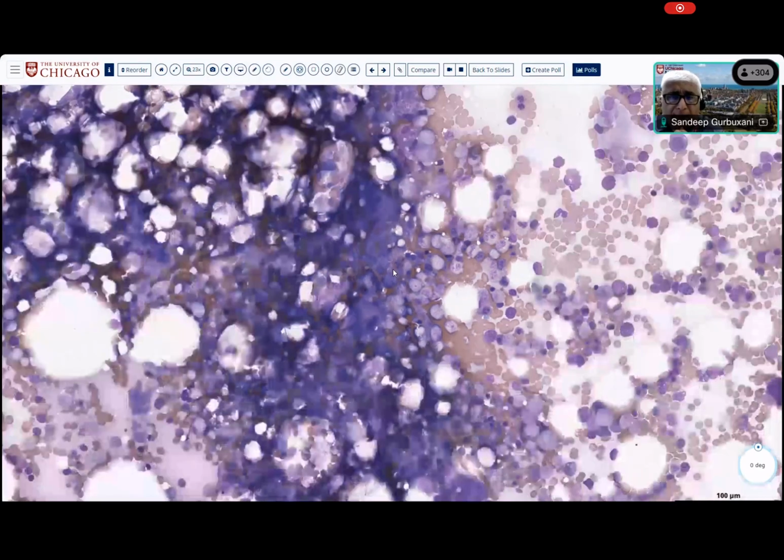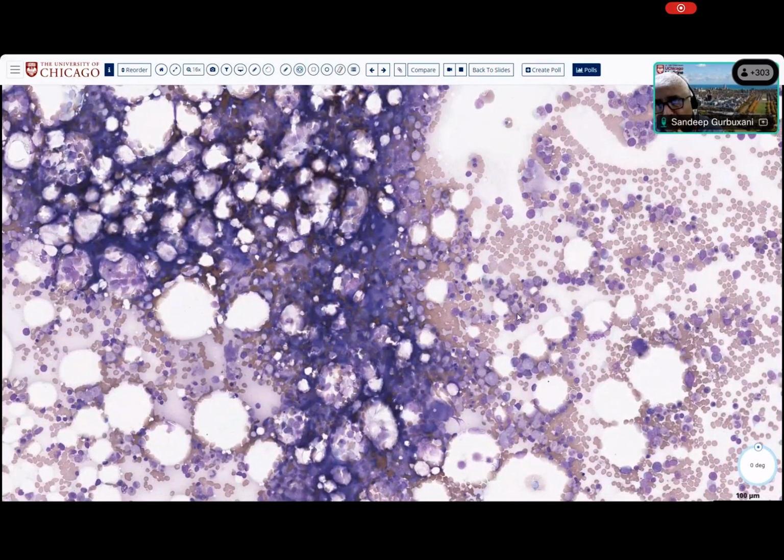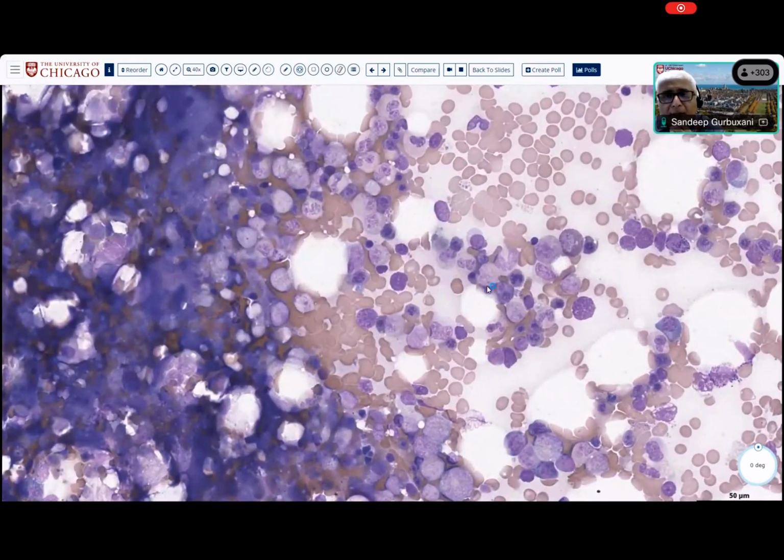But as you move away from this spicule, you will see the cells here are very close to each other. They are well preserved, they are intact cells. And if you zoom in on that area, you will start appreciating the cytomorphologic detail a little bit better.